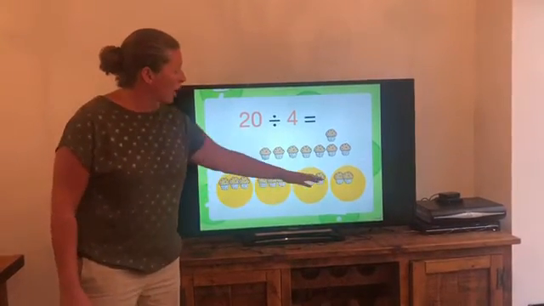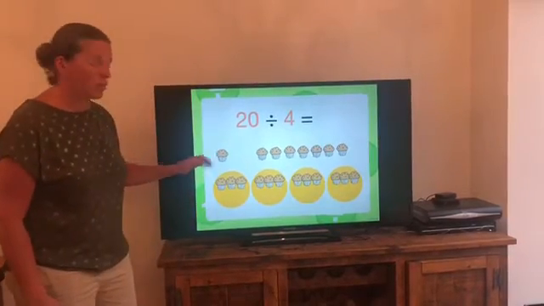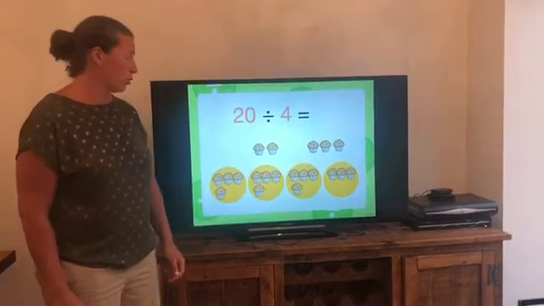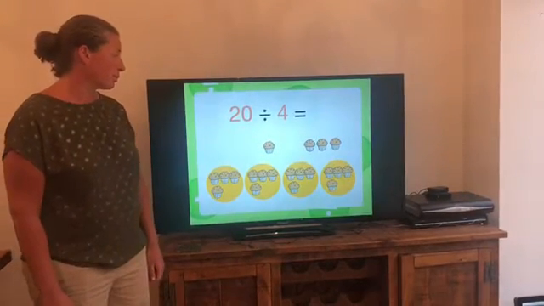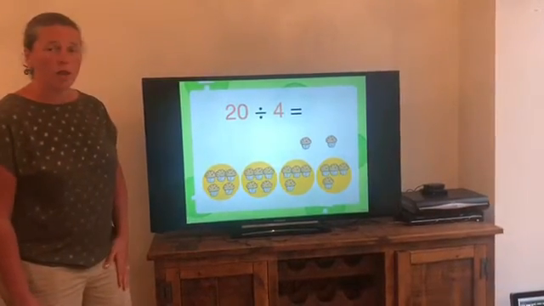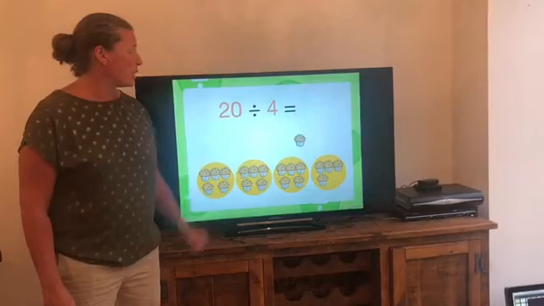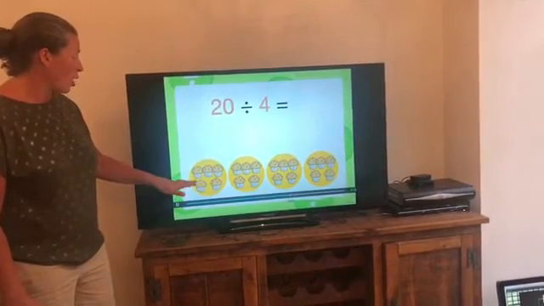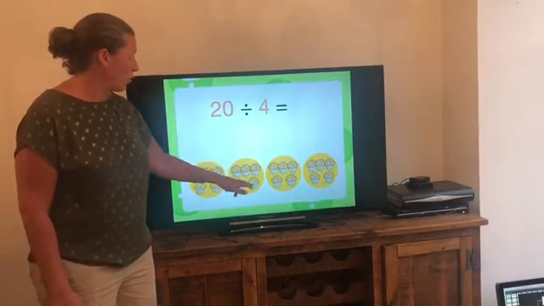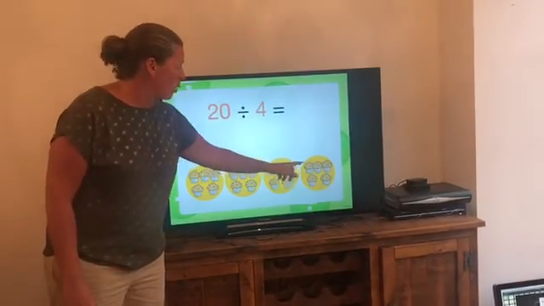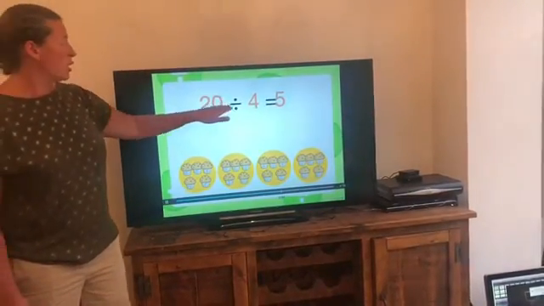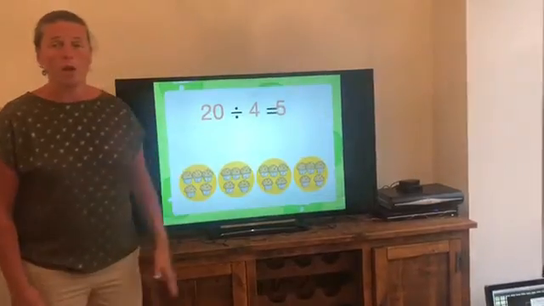So each circle now has 3 muffins in, and we still need to divide and share out the last couple of muffins amongst our 4 children. So last 3 muffins, and then we will be counting how many muffins each child gets. So here we are, we've got 1, 2, 3, 4, 5, 1, 2, 3, 4, 5, 1, 2, 3, 4, 5, 1, 2, 3, 4, 5. So now we know 20 divided by 4 equals 5.